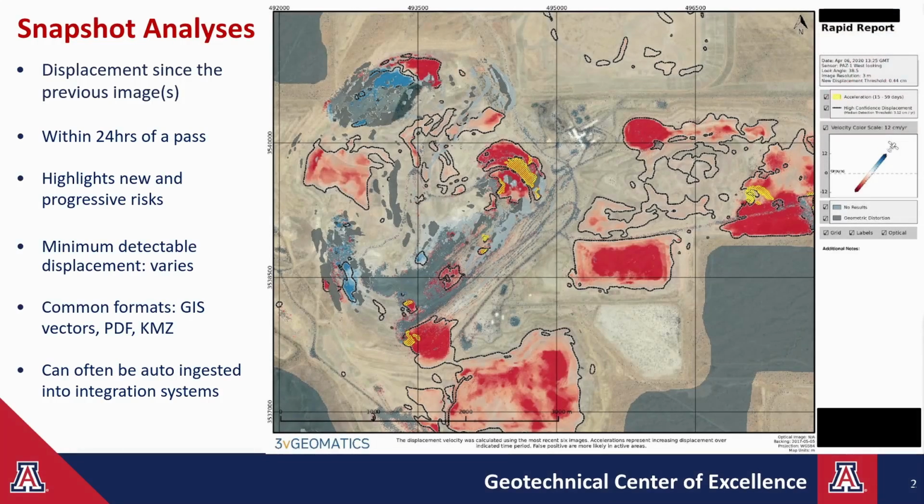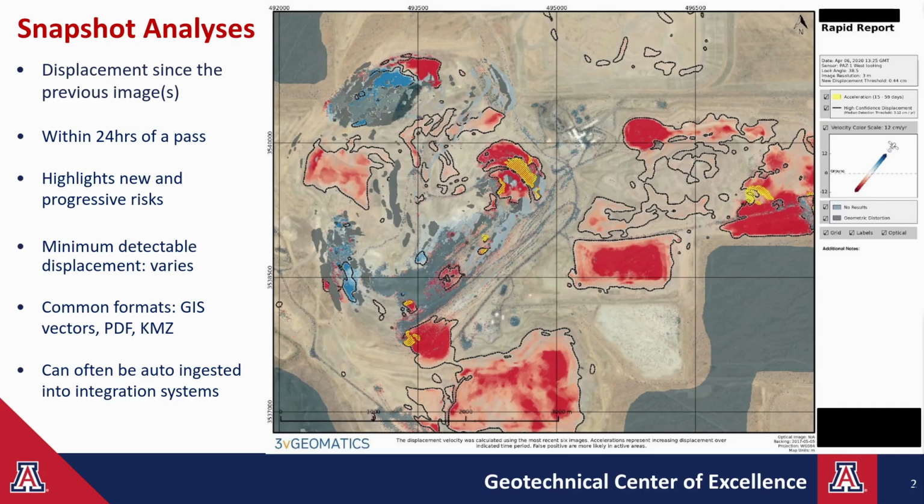This is an example of a snapshot style report designed to show the most recent displacement. A site might receive 2 of these every 11 days, one ascending and one descending. They are often designed to show displacement over a recent period and also include accelerating areas shown here in yellow. They are delivered rapidly, often within a few hours or 24 hours maximum perhaps, after receipt of a new image.